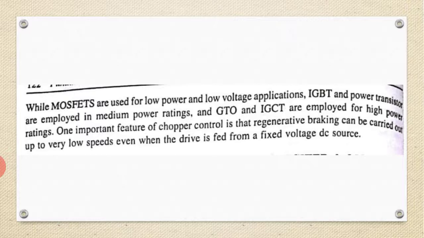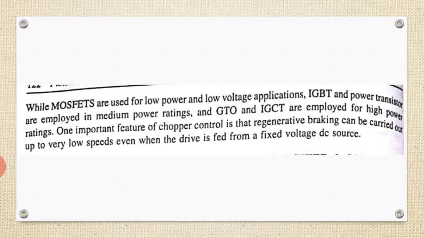One more important feature of chopper control is that regenerative braking can be carried out. I repeat, with chopper control, regenerative braking can be carried out up to very low speeds even when the drive is fed from a fixed voltage DC source. Regenerative braking means that when the motor is acting as a generator, the power is fed back to the supply. With the help of this chopper we can obtain this.